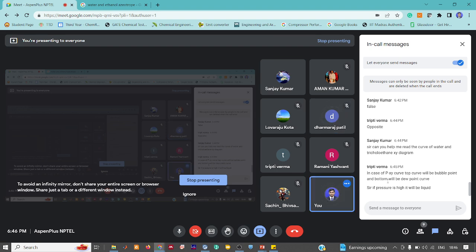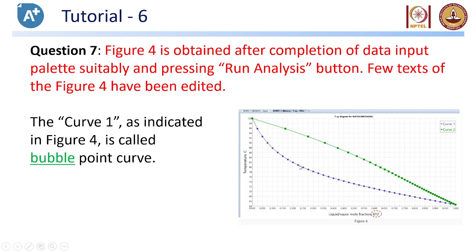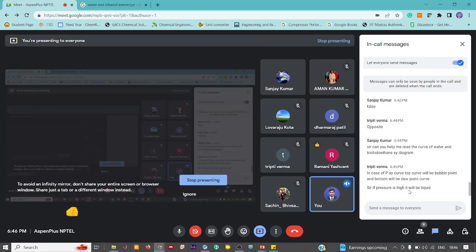Yes, the correct answer is that it will be the other way around. In the case of a TXY diagram, the lower one becomes the dew point and the upper one becomes the bubble point in Pxy. Whatever explanation you have given is in line with that. So you are correct. It's the opposite.